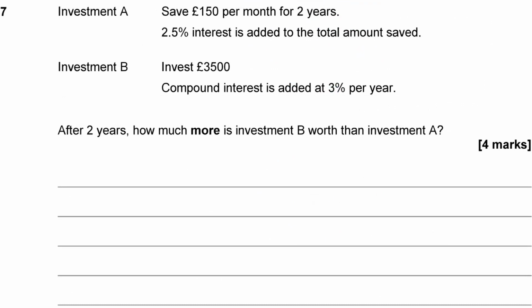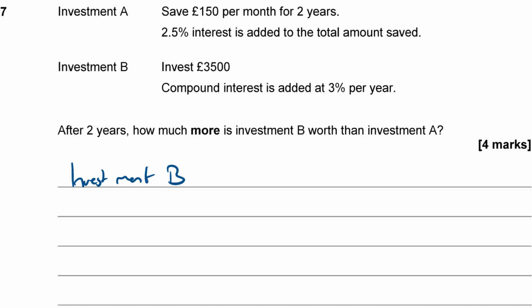Question 7. Investment A. Save £150 per month for 2 years. 2.5% interest is added to the total amount saved. Or we've got investment B. Invest £3,500. Compound interest is added at 3% per year. After 2 years, how much more is investment B worth than investment A? Okay, let's start with investment A then. Save £150 per month for 2 years, and 2.5% interest is added to the total amount saved.